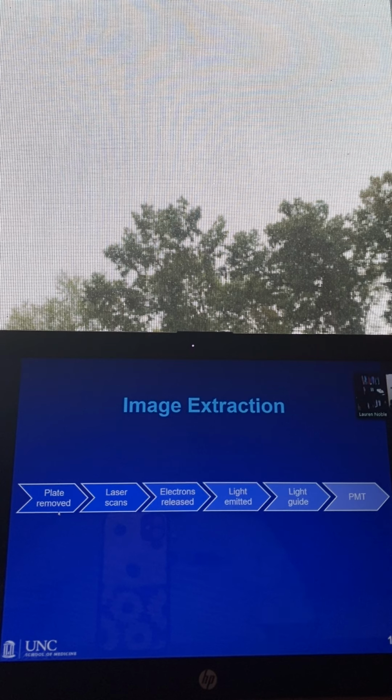So what happens in the image extraction process is we will take that plate and, for example, go to the reader device. The plate is removed. There's a laser in there that will scan the plate. The electrons will be released from the europium. Light will be emitted. There's a light guide device that we'll talk about that will gather that light, and light will be directed to a photomultiplier tube where ultimately we end up with electrons again. So this is essentially the chain that is taking place for this image extraction.